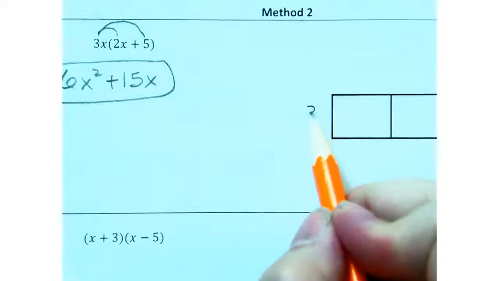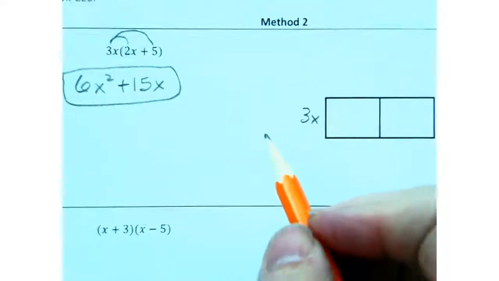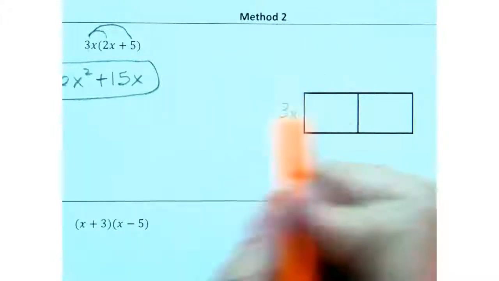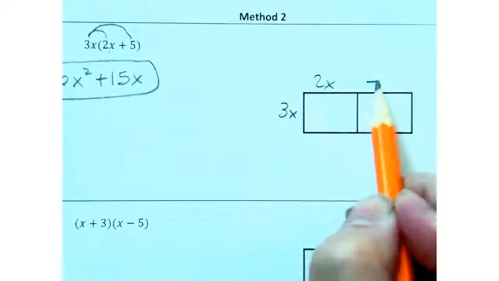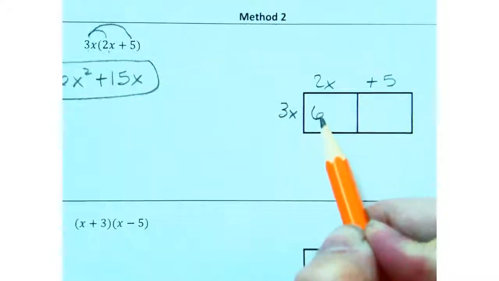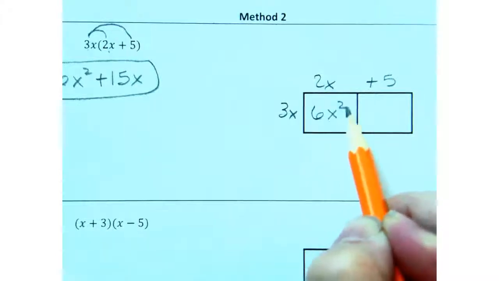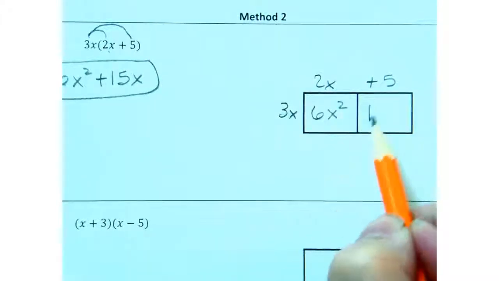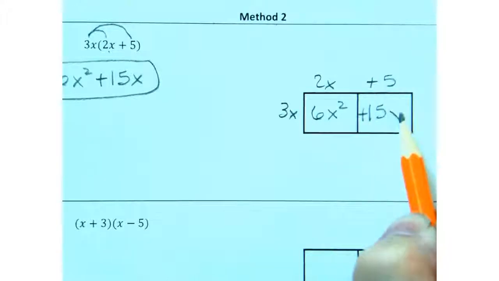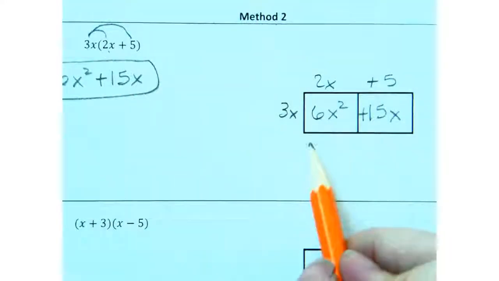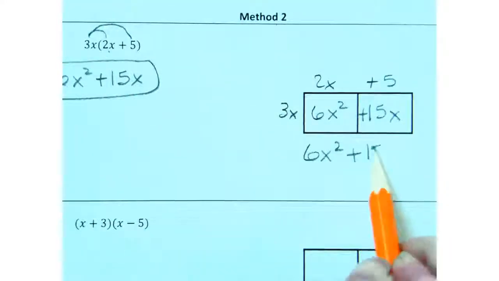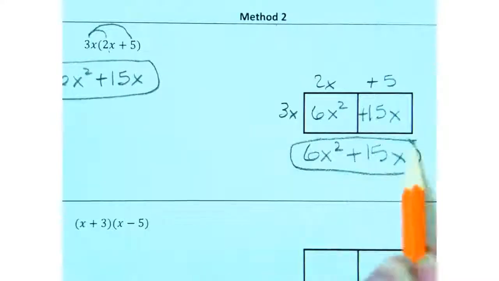In the second method, we make a grid. Put the 3x on the left and the 2x plus 5 across the top. Multiply again. 2 times 3, x times x is x squared. 5 times 3 is 15, x. The same solution, 6x squared plus 15x, but just a different method.